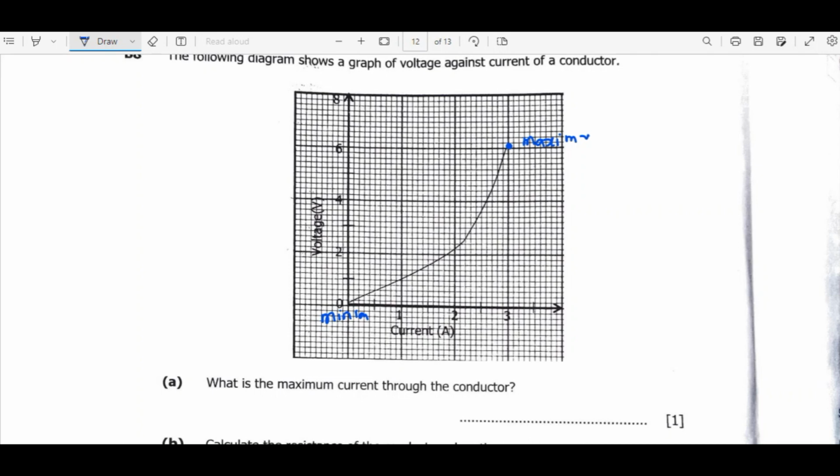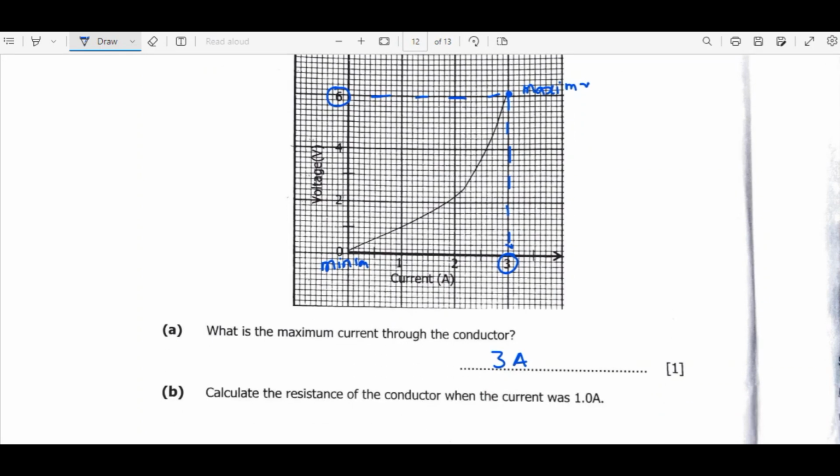So since we want the maximum current and current is on the x-axis, we move down here. So you can see that the number that we are getting is 3. So the maximum current is 3 amps. So if 3 amps is the maximum current, then our maximum voltage is 6 volts.